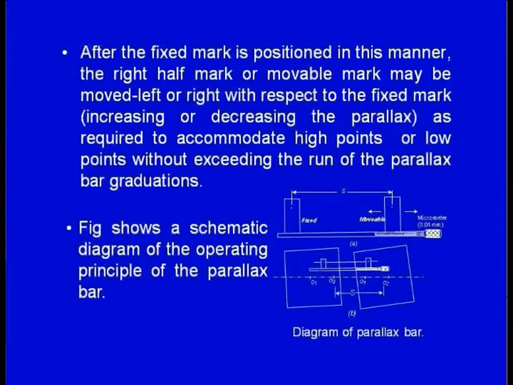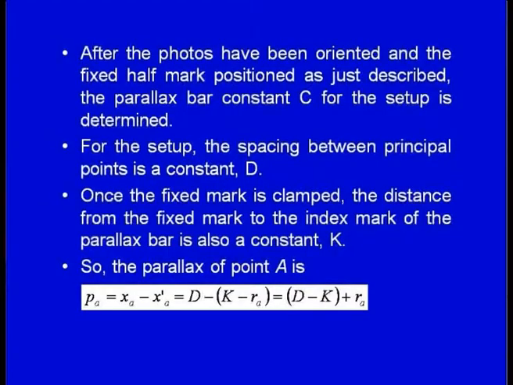The adjoining figure shows a schematic diagram of the operating principle of the parallax bar, and we can see that the parallax bar has two platens which are fixed and movable, with a micrometer drum which can read observations to the accuracy of 0.01 millimeter. After the photographs have been oriented and the fixed half marks positioned as just described, the parallax bar constant C for the setup is determined.